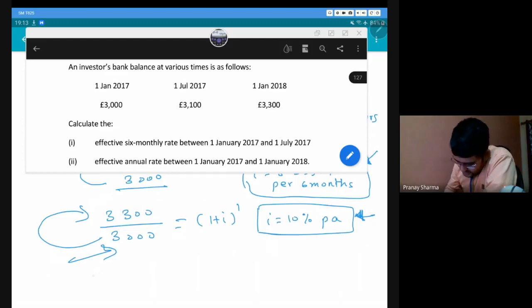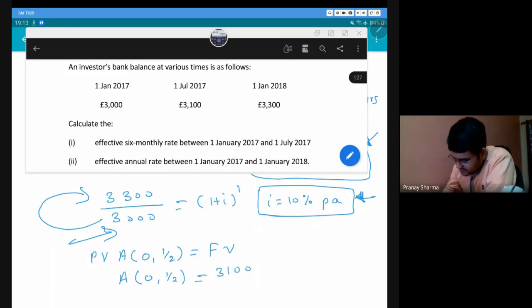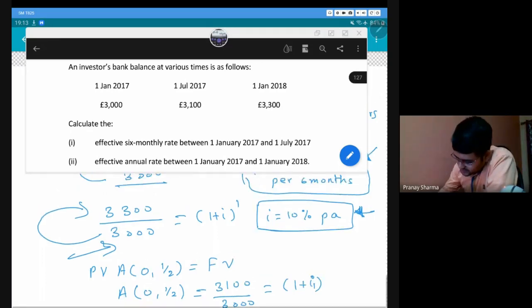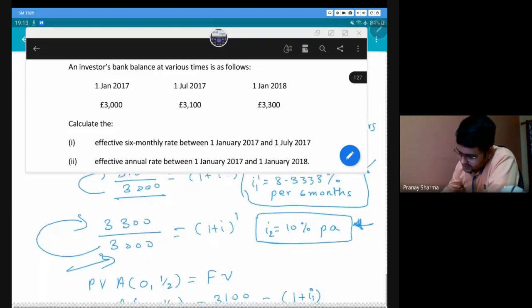So I will say again, my present value into accumulation factor 0 to half will be equal to my future value. So our accumulation factor was 3,100 divided by 3,000. Now in half year, if I'm calculating rate of interest according to per annum basis, this is what I will just write as I1, and this was our I2.